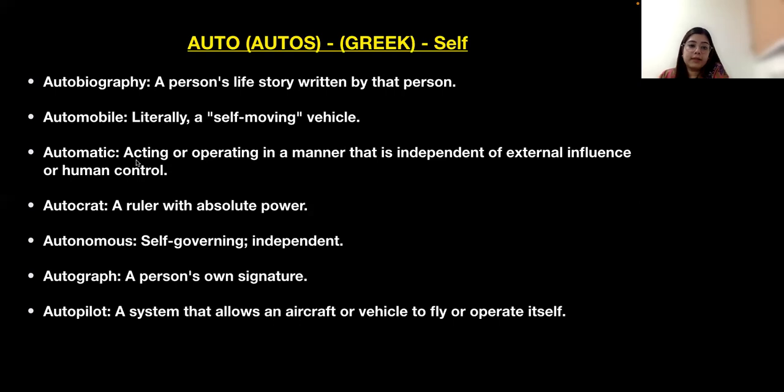Automobile, a self-moving vehicle. Automatic, something which happens independently without any external force or external influence. Autocrat, a ruler with absolute power without any other party or any other external influence controlling him or her. A sole ruler. Autonomous is generally used for an autonomous organization, an autonomous government, something that is independent, something that is self-governing, not influenced or not dependent rather on external factors.